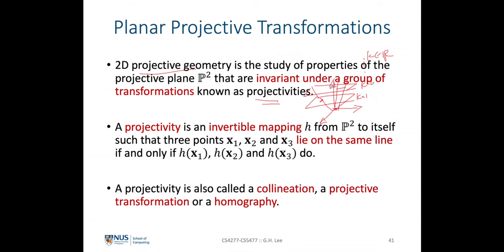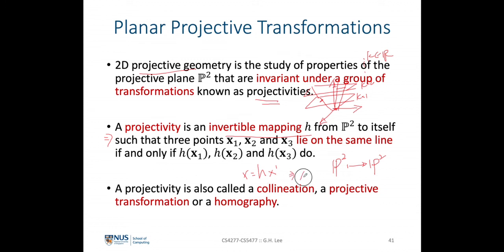Specifically, a projectivity needs to be an invertible mapping, which we denote as H, from P2 to P2 itself. This means that I'm mapping any input point or input entity in the 2D projective space, it could be a point, line, or conic, into a 2D projective space denoted by H. And this linear mapping simply means that if I have a point, I denote this H as a mapping, it should be able to be rewritten into this form where it becomes a linear mapping. And it should also be invertible.